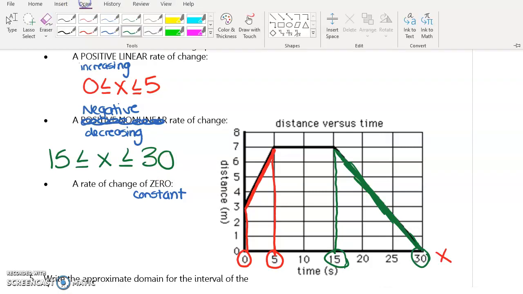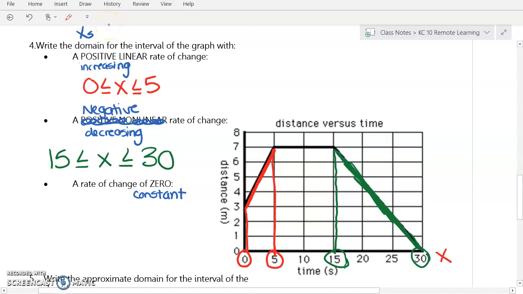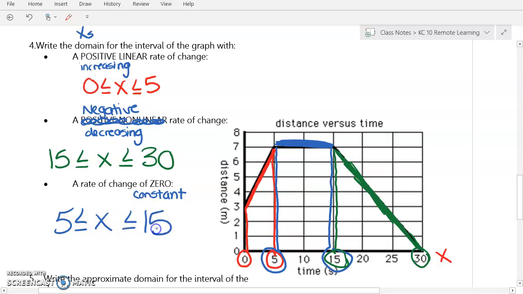And last but not least, we're going to find the rate of change of where it's 0. So that's going on right here where the line is staying the same. It's not increasing and it's not decreasing. And that started at 5 and it ended at 15. So it's going to be 5 less than or equal to x less than or equal to 15. So again, we're focusing on the domain.